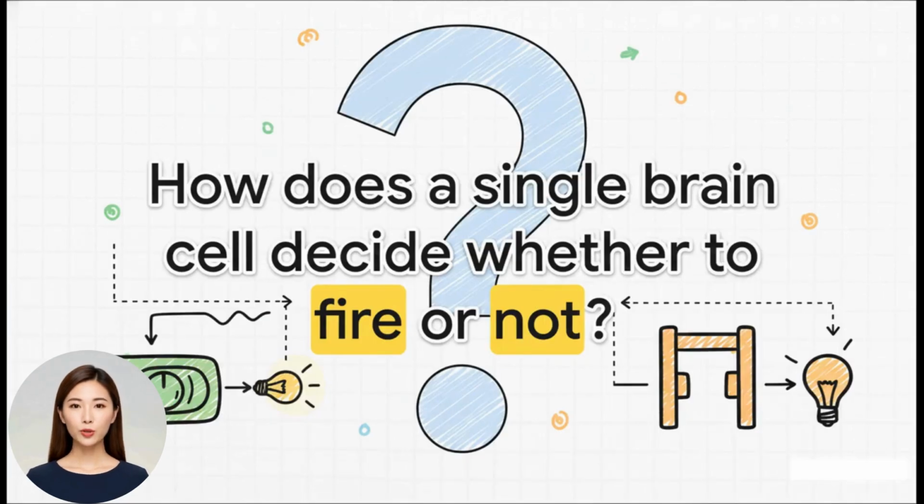So let's start with something you know pretty well, your own brain. You've got billions of neurons, right? And they're all getting bombarded with signals. How does a single one of them decide, hey, this is important, I should pass this along? It's a simple yes or no choice. But that choice is the bedrock of, well, everything you think.